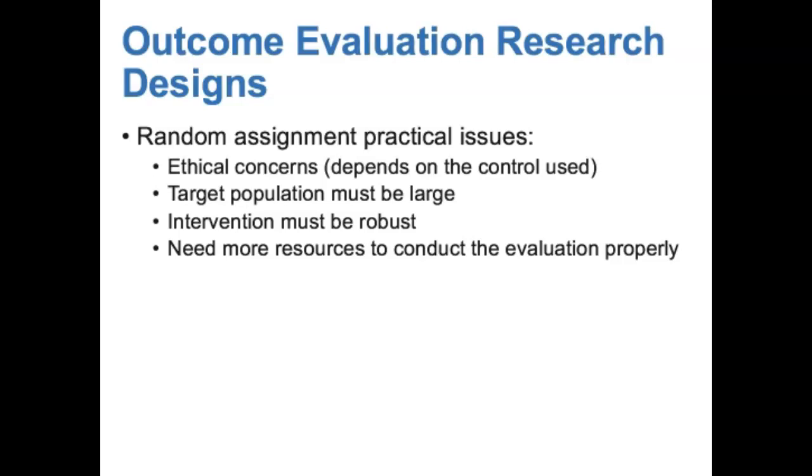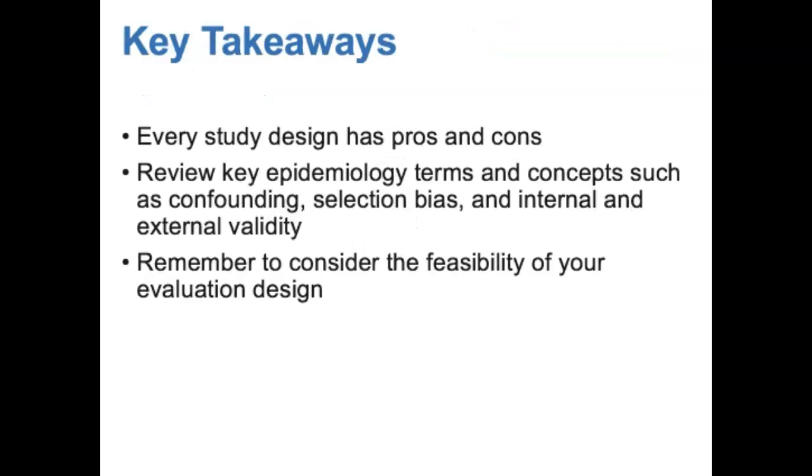Other practical issues with random assignment are you'll need a large enough target population so that you can select both your treatment and control groups from that one population. Also, the intervention must be robust, so in other words, the intervention must have a statistical probability of having an effect, and you'll need more resources like time, money, and expertise to conduct this type of evaluation.